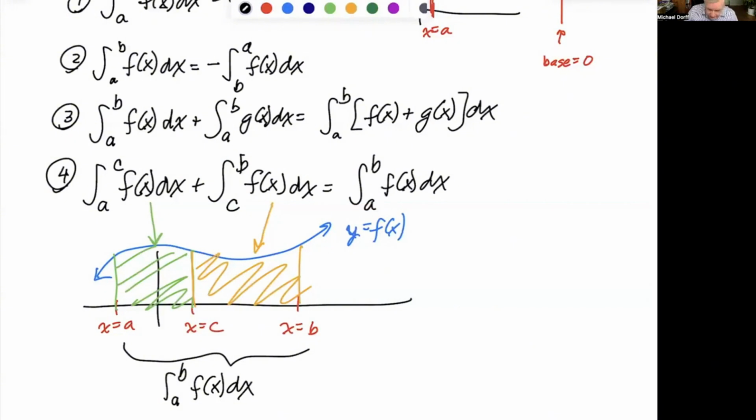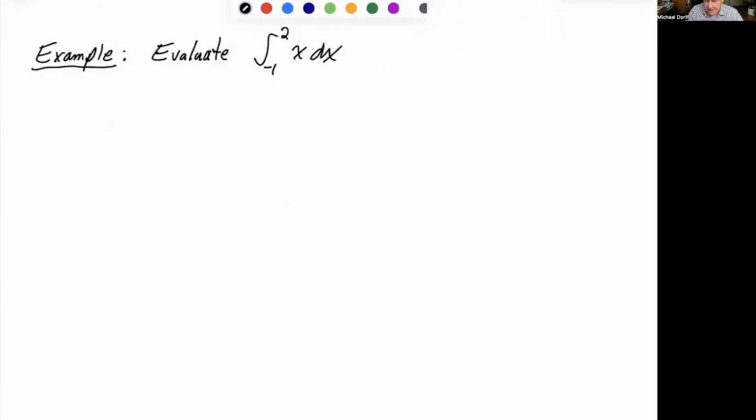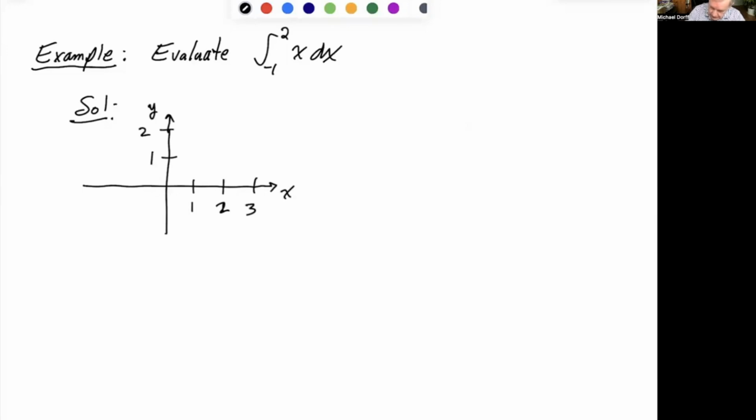So that's our fourth property there. Okay, let's look at this example here. Evaluate the integral from -1 to 2 of x dx. Let's first sketch the graph of this. Here's the x-axis, here's the y-axis, put in some points: x equals 1, x equals 2, x equals 3, y equals 1, y equals 2. I should put in some x equals -1, y equals -1.